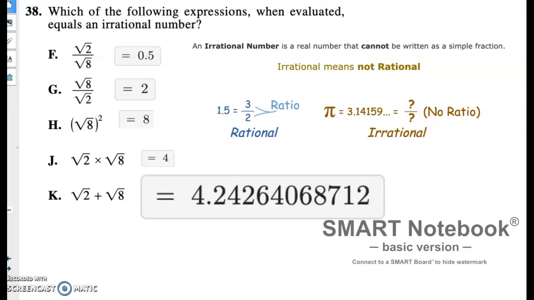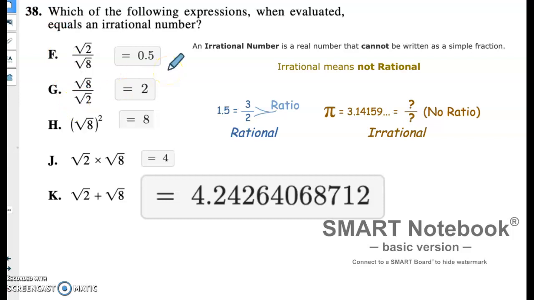Pi is a really, really long decimal that does not repeat, 3.14159. That is an irrational number. We can't write it as a ratio. So here, if we look at all of our examples, to solve this problem, all I did was take each example and simplify it using a calculator.